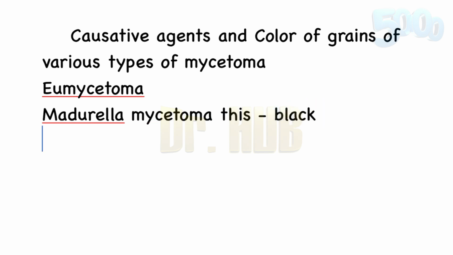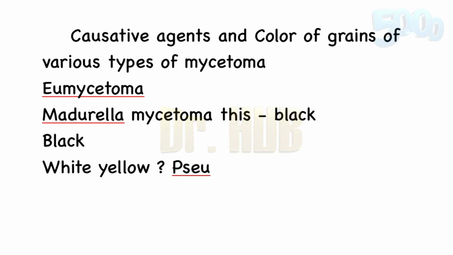Then comes the M. grisea. It is again black in color, and the Pseudallescheria boydii. This is white yellow. So white yellow is what? It is Pseudallescheria boydii. This is white yellow in color. It comes under the eumycetoma.